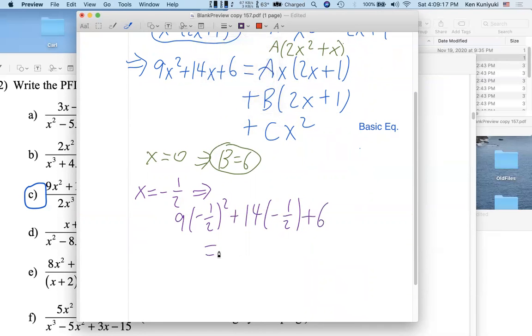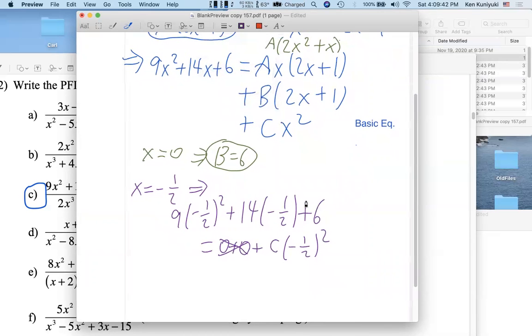Equals. I'll put the equals over here. Now, fortunately, see, this piece here becomes 0, right? Because the 2x plus 1 becomes 0. Okay. Basically, you get 0 plus 0. We can ignore all that stuff, right? And then the only term that really matters on the right is plus c times, and then x is negative 1/2. Put that in parens, and that's squared. Do you have any questions about what I have here?